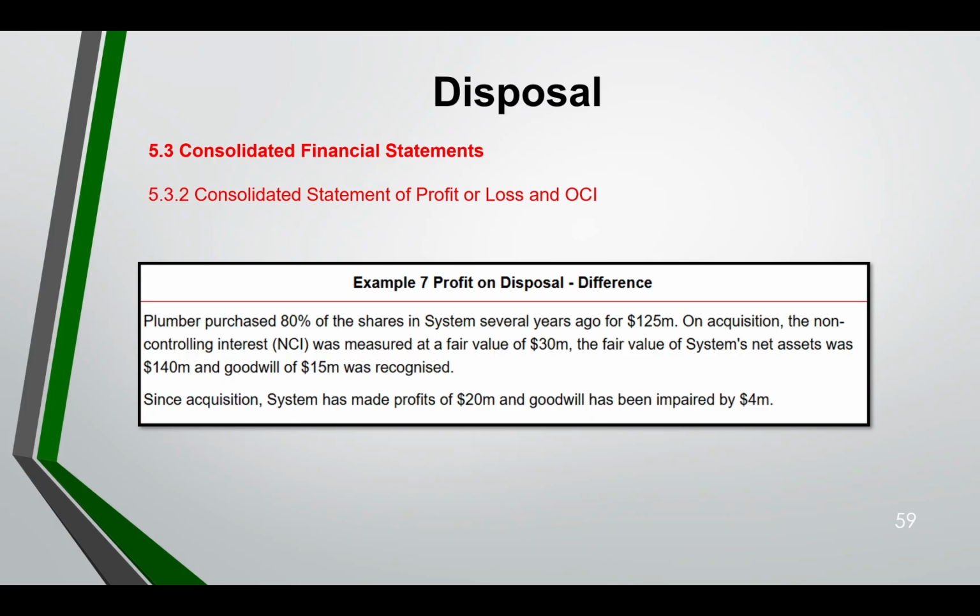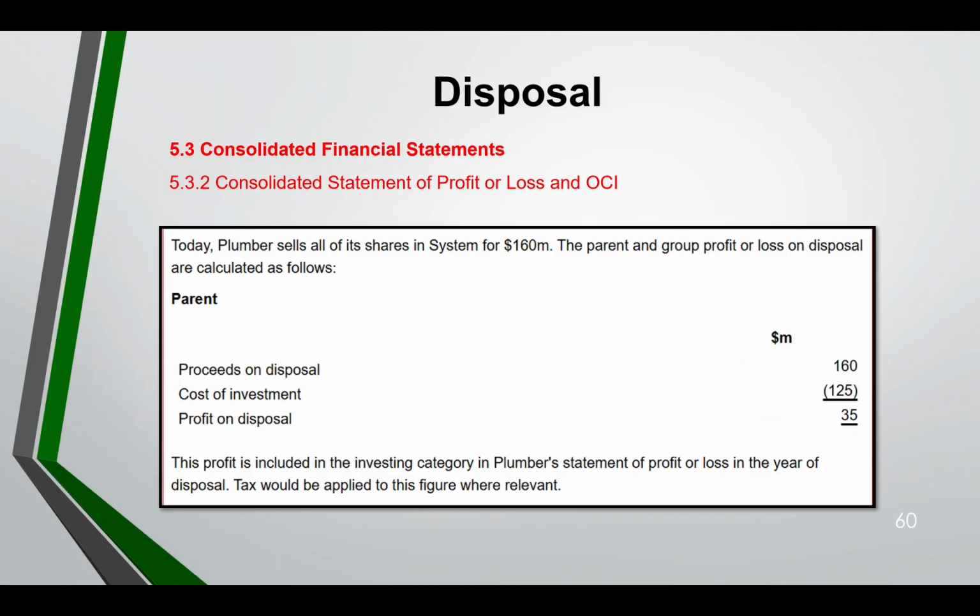Now, example 7. Plumper is purchasing 80% in System for 125. NCI was 30. Net asset was 140. Goodwill is 15. They have made a profit of 20. Goodwill is impaired by 4. Now, they are selling all of their shares for 160. This is how they have calculated the group profit.